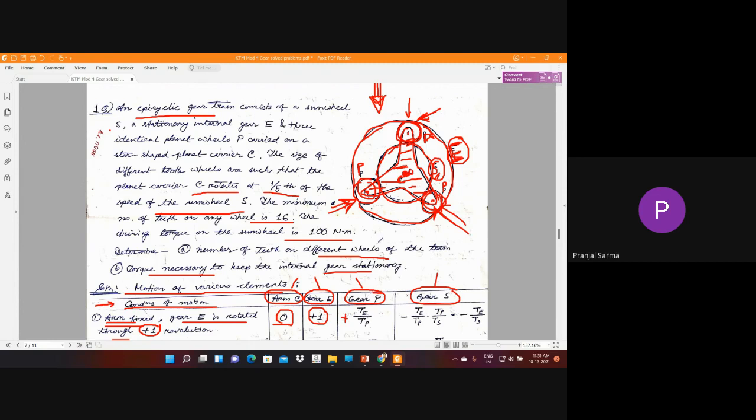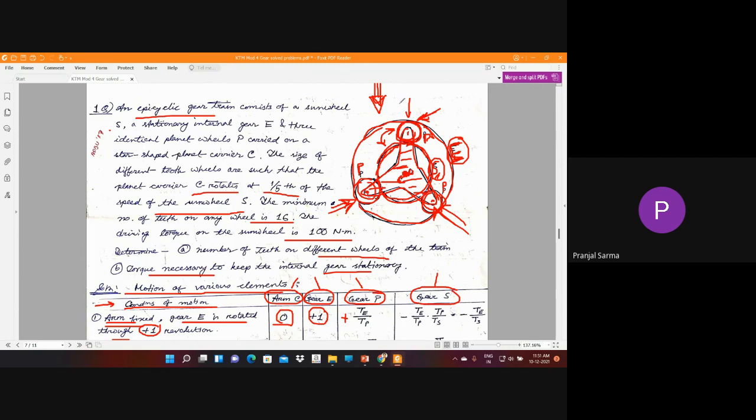So from this motion we will be getting motion in P, the planet gears, and this is nothing but TE by TP in terms of the number of teeth. Now from P, if P is rotated, P is once again in mesh with the sun gear S. What kind of meshing is between P and S, external or internal?